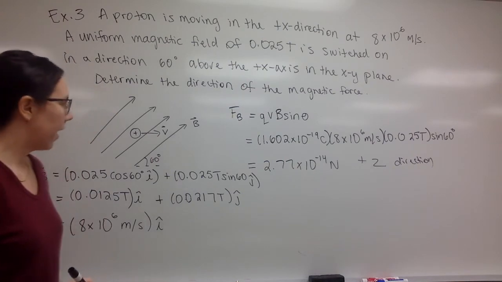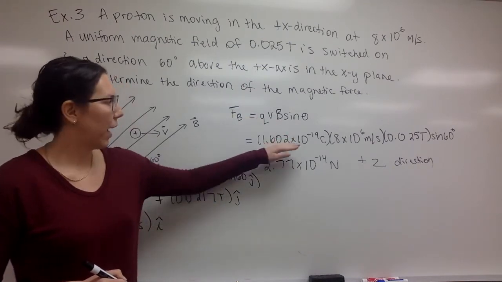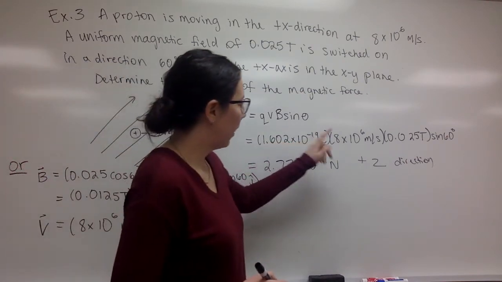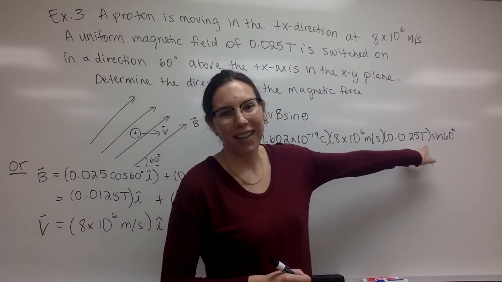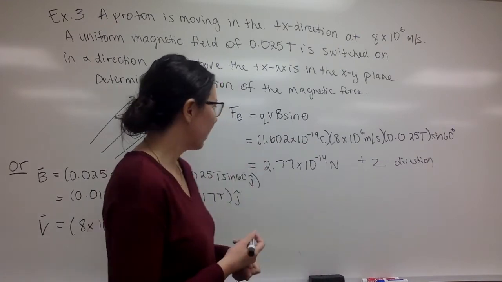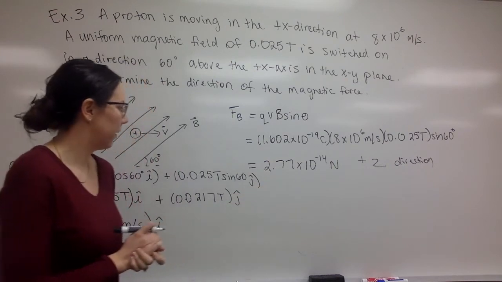And to get the magnitude, we have QVB sine theta. So that Q, the charge of an electron, just the magnitude here, so no sign, 8 times 10 to the 6 meters per second, and then the magnetic field strength, sine 60, the angle between V and B. And that gives me 2.77 times 10 to the negative 14 newtons.